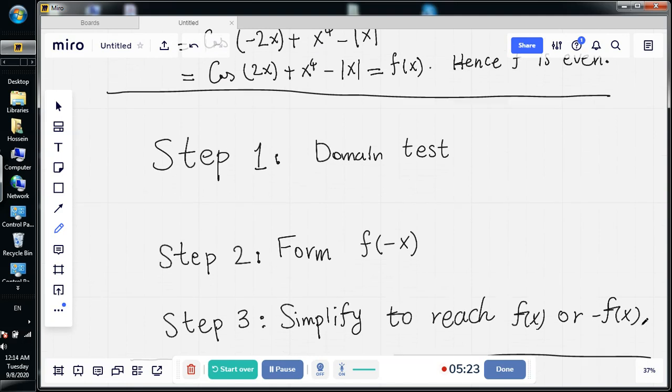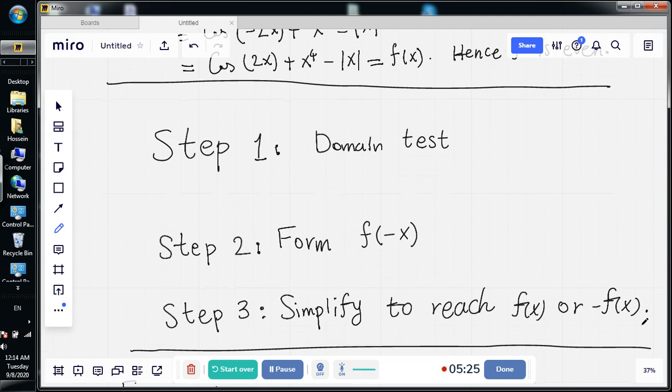So we can see 3 steps in this solution. Step 1 was the domain test. You find the domain of the function and check whether or not the domain of the function is symmetric with respect to the point 0.